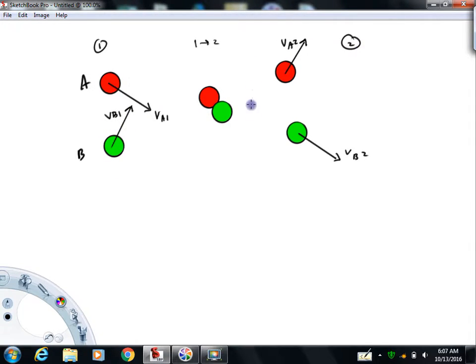All right, second picture, this is after they collided. Now these things will likely change in both speed and direction. So VA2 is the new velocity vector for mass A, and VB2 here is the new velocity vector for mass B. I haven't put any angles in yet because I want to spend some time talking about all the different directions that it's possible to write equations in.